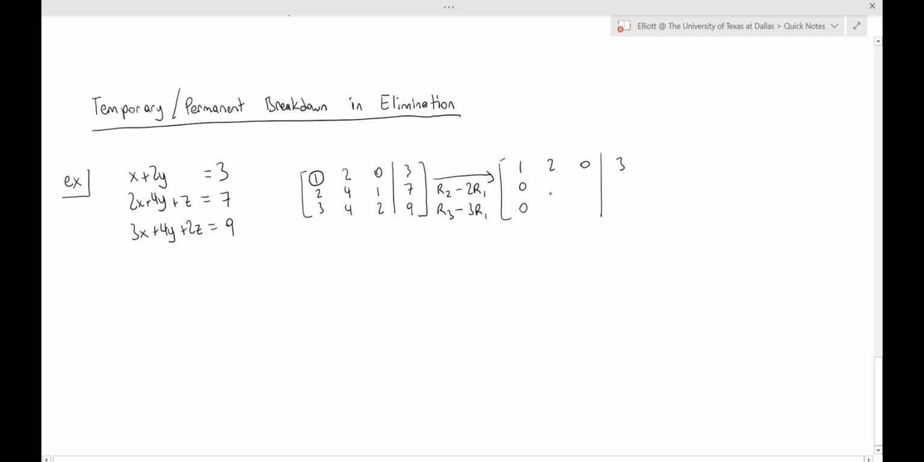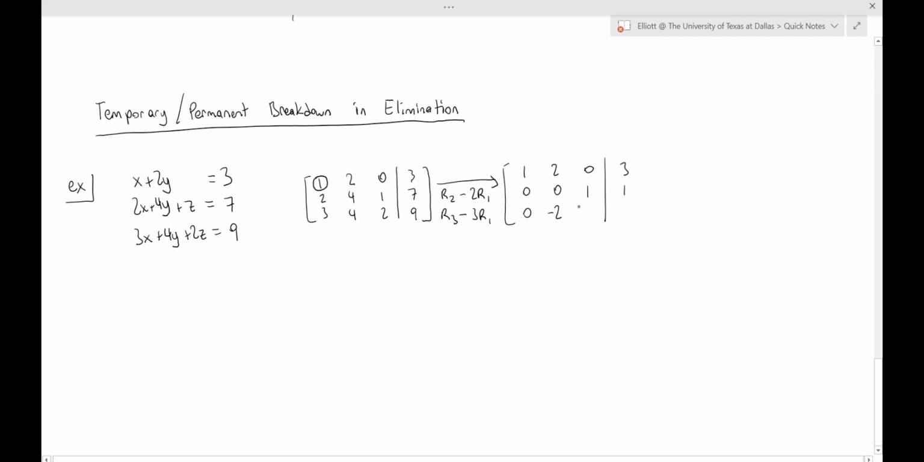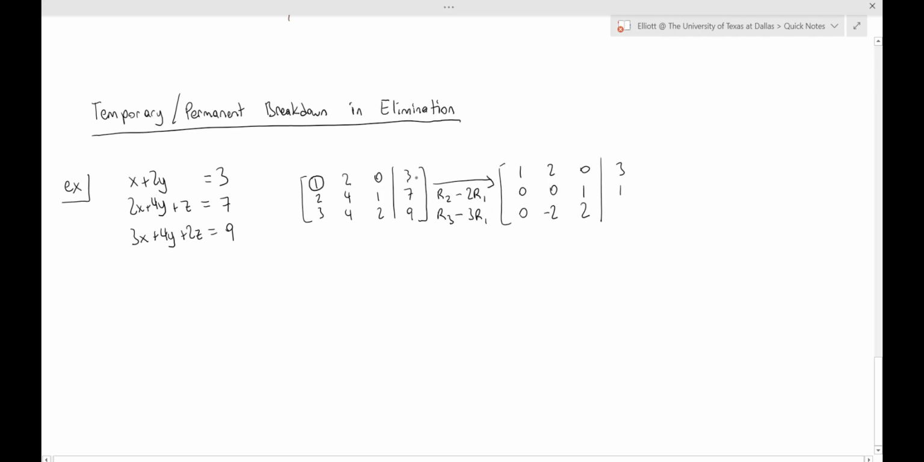Looking at what happens in the second and third rows. So row 2 minus 2 row 1. That will be 4 minus 4, 0. 1 minus 0, 1. 7 minus 6, 1. And then row 3 minus 3 row 1. So 4 minus 6 is negative 2. 2 minus 0 is 2. And 9 minus 9 is 0.